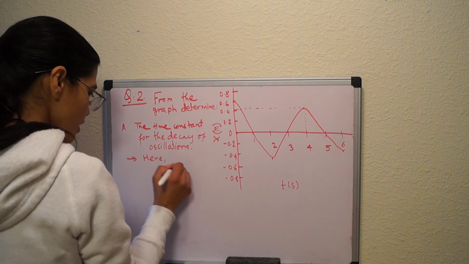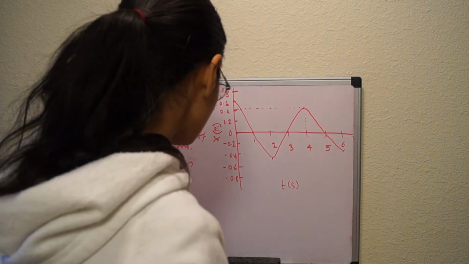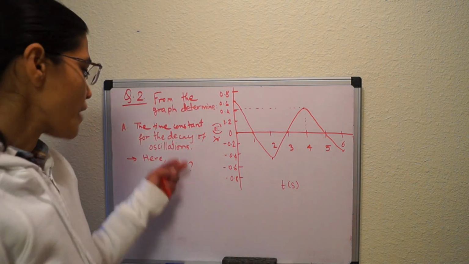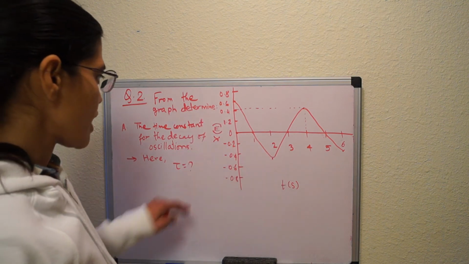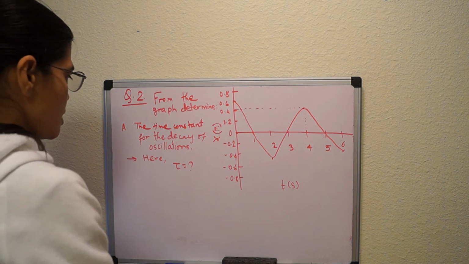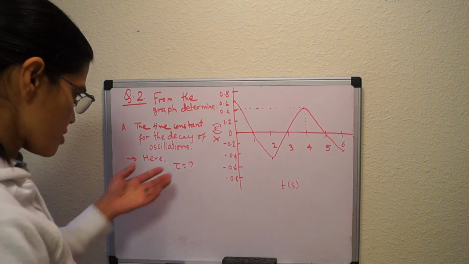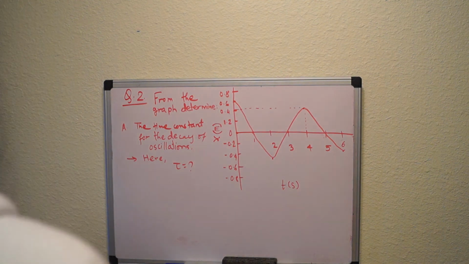We are supposed to find tau equal to what? Time constant. Remember? We know we have to do several steps. We cannot just look at the graph and write the information here, so we have to do a few things. So take a moment if you can work on this part. Take a few minutes.